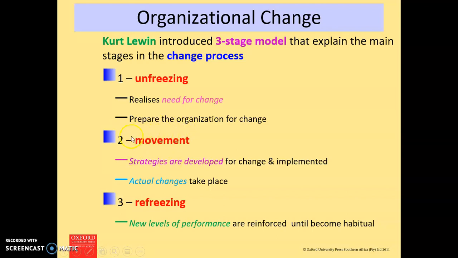So the second stage is movement, when the change happens. When we use the ice cube as an example, when the ice cube becomes liquid, we can change the shape of the ice cube. If you want to change it into a square or into a triangle, you can change the ice cube when it is in the liquid form. So the liquid form is the movement where the change takes place.